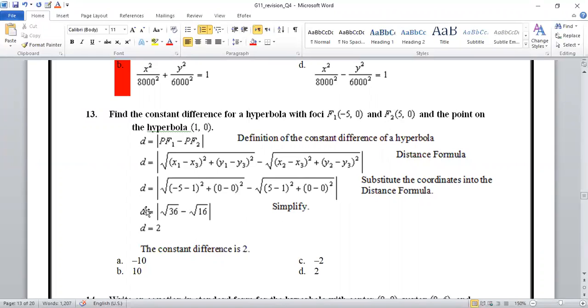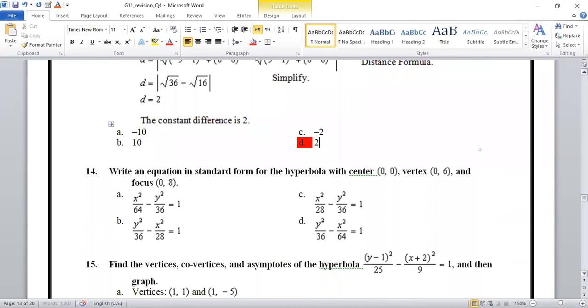By simplifying, d equals 2. The constant difference is 2, so the answer will be number D.